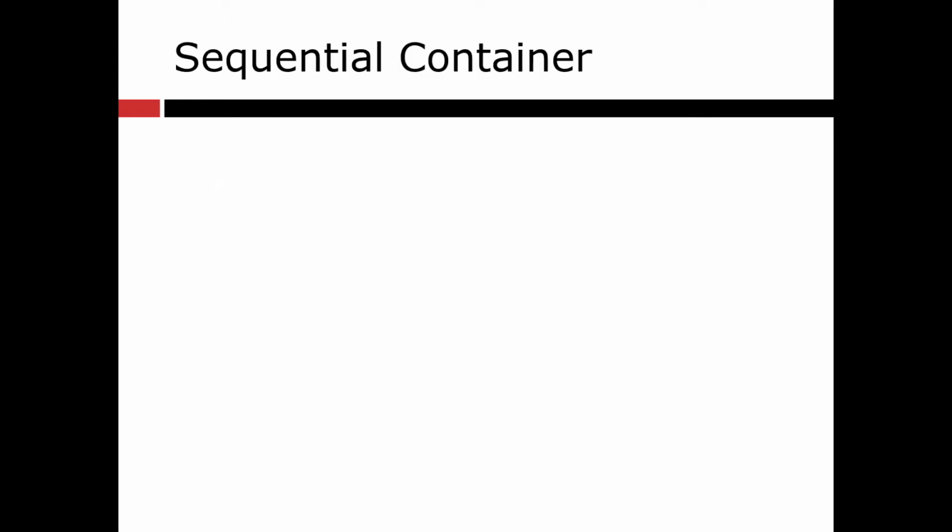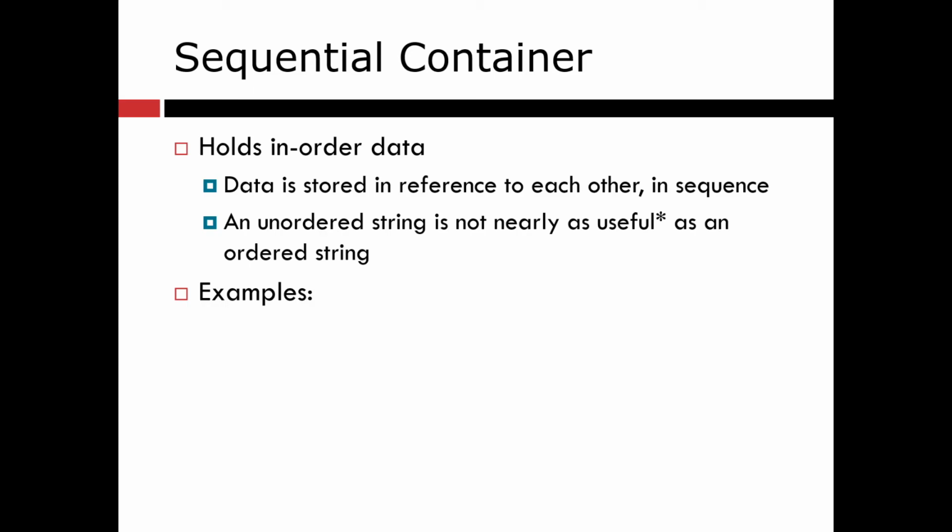All right, so sequential containers, that was what we first started talking about. A sequential container is going to be some kind of container that holds in-order data. That in-order part is important. That's going to be some kind of sequence, some kind of relation to each other. Specifically, that data is stored in reference to another thing.